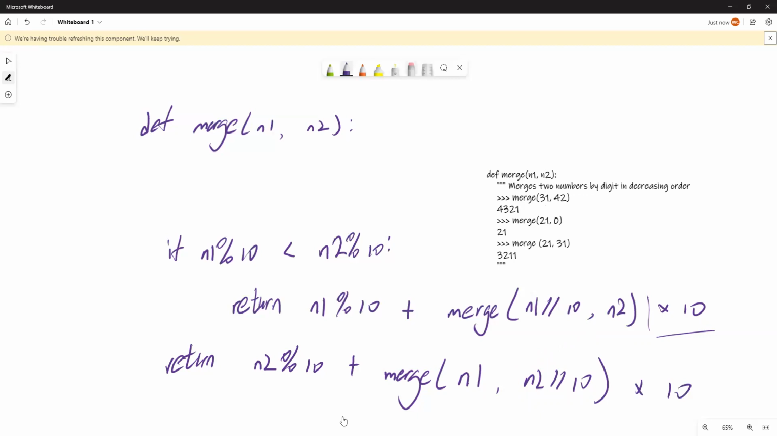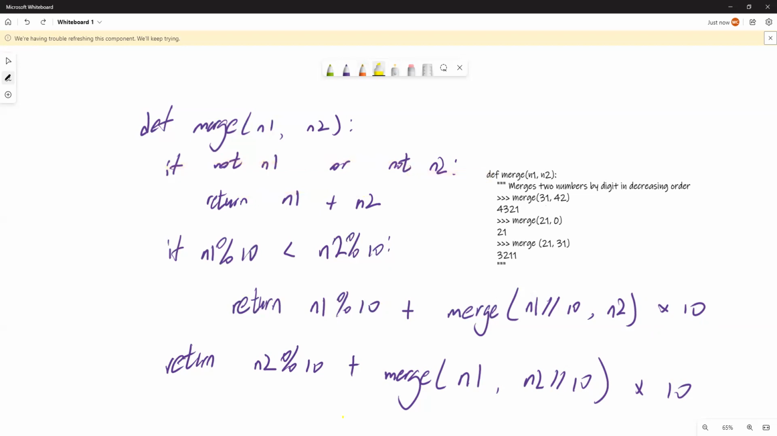Some of you may think it's an infinite loop, right? So we have to stop the loop. How do we stop? If not n1 or not n2, return n1 plus n2. That is the simplest way to write it.